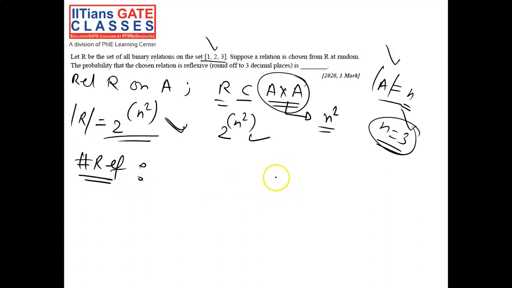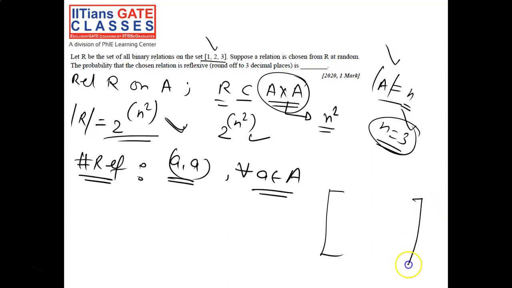So what is a reflexive relation? A reflexive relation is a relation in which we have the pair (a, a) for all a belonging to A. Such relations are called reflexive relations. To find the number of reflexive relations, we can represent a relation in matrix format.